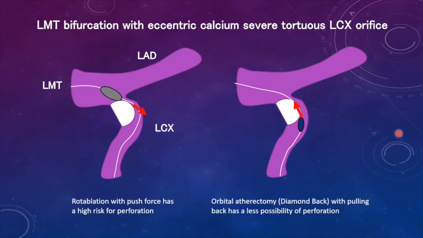The third case is eccentric calcium with a severely tortuous bifurcation. This figure shows the left main trunk bifurcation with eccentric calcium and a severely tortuous LCX orifice. In this situation, rotational atherectomy with push force has a high risk of perforation. Orbital atherectomy, Diamondback, with pulling back has less possibility of perforation.